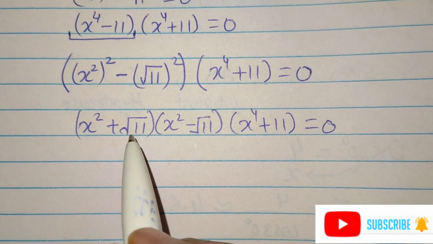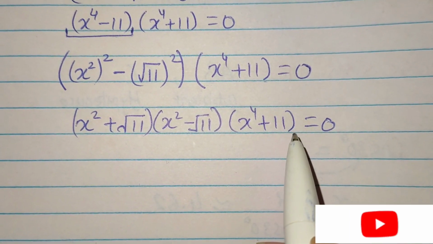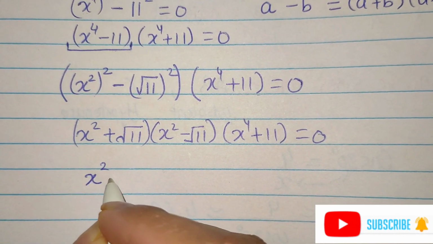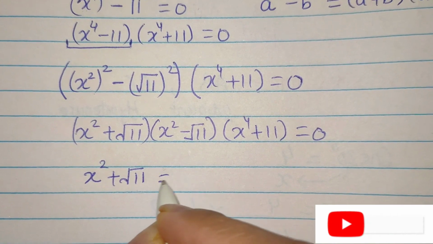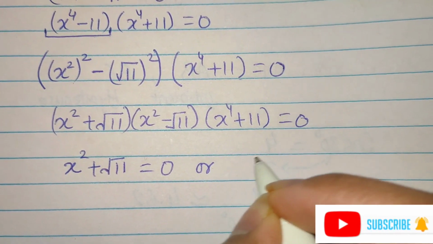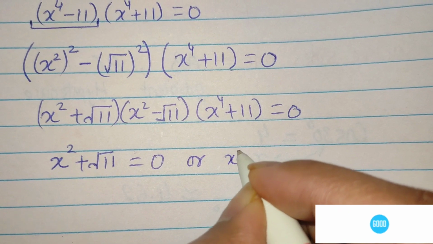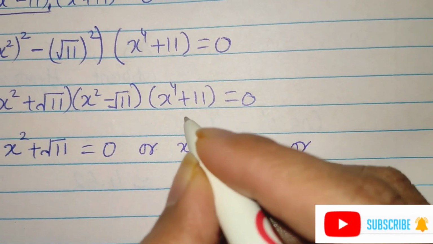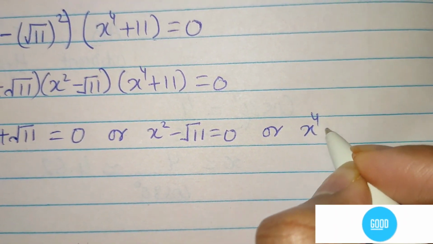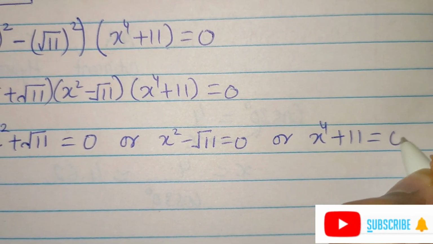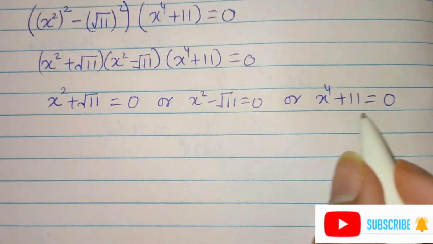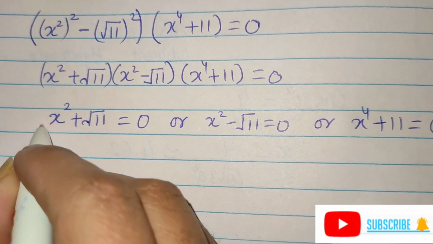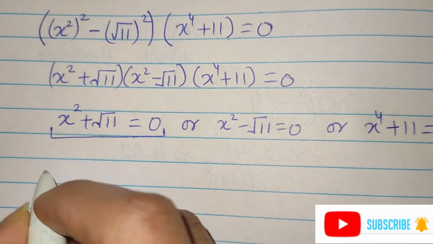Now when the product of all these three factors equals 0, then we have x squared plus square root 11 equals 0, or we have x squared minus square root 11 equals 0, or we have x to the power 4 plus 11 equals 0. Now we have these three equations, and from these three equations we need to find out the value of x. So let's see what this part gives us.